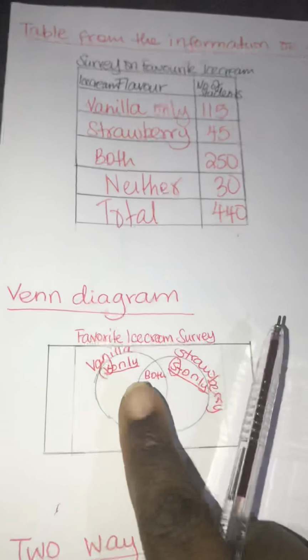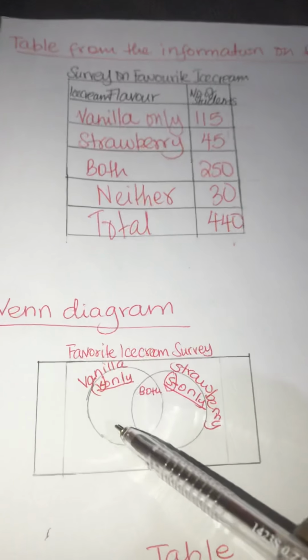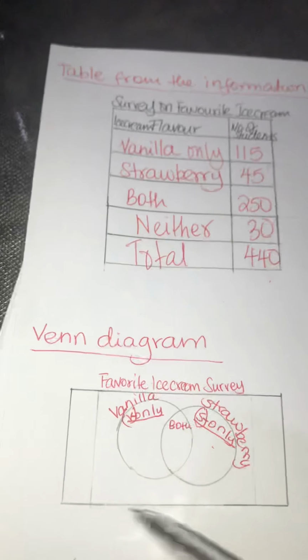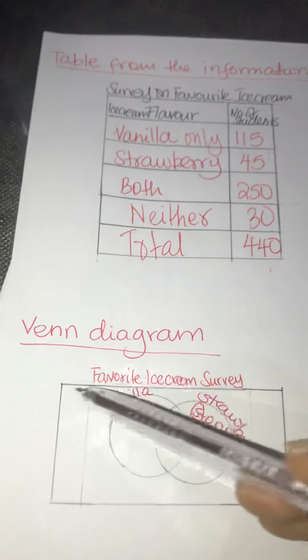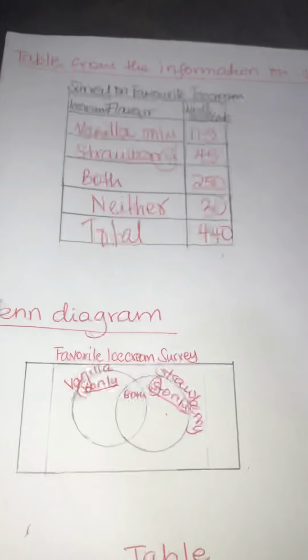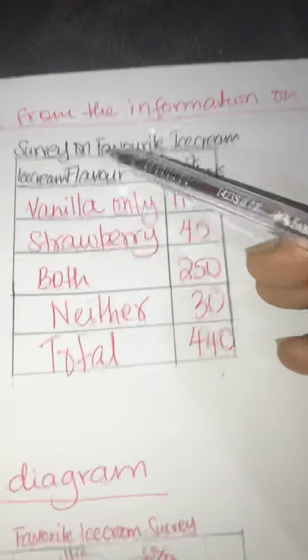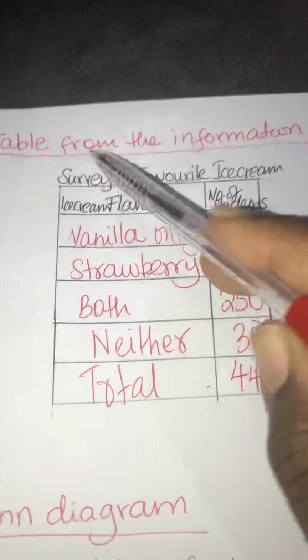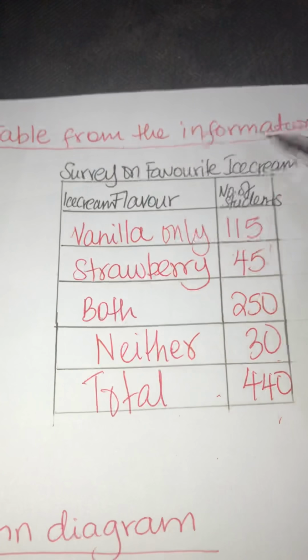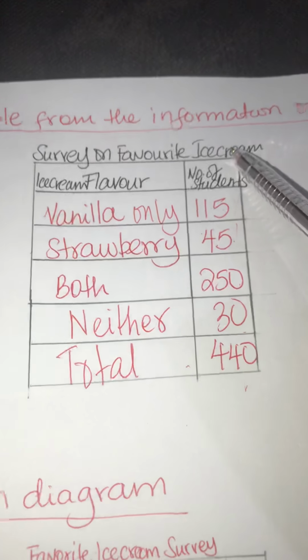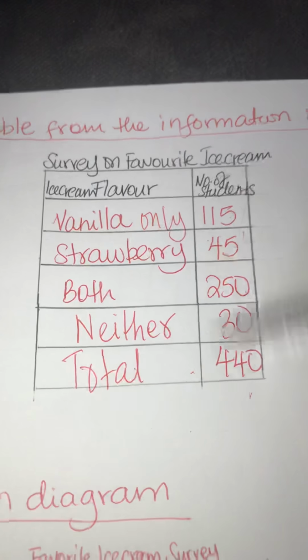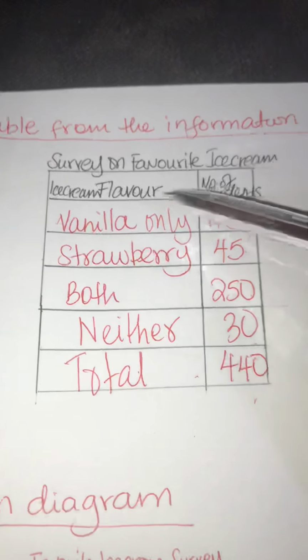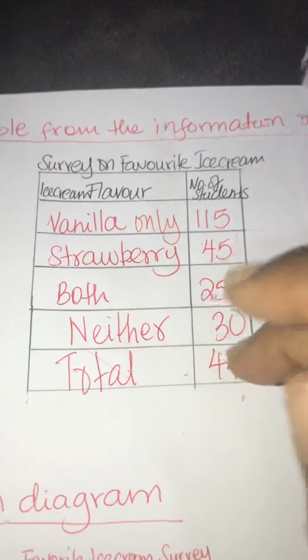Now, I am going to create a Venn diagram. My Venn diagram is made of circles and a rectangle over them. This rectangle is important. You must draw it. You label. You see how I labeled my table? My table tells me I got this information from a survey of favorite ice cream. I wrote the ice cream flavors and the number of students. You see, my work is labeled clearly. So whoever gets my paper will understand what I am doing without talking to me.